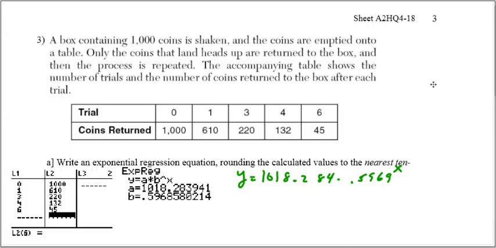So we're back again. I started doing a lot of this problem. The first thing I did was we entered in the trials into L1. We entered the coin returns into L2. We did the exponential regression with exponential regression L1, L2, Y1. And we got that. And therefore we're writing our rounded equation to the nearest 10 thousandths. So we have that. This is a times sign, not an extra decimal point.